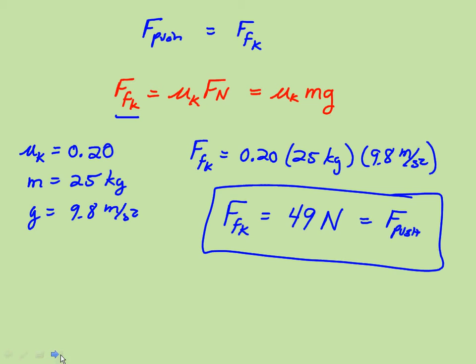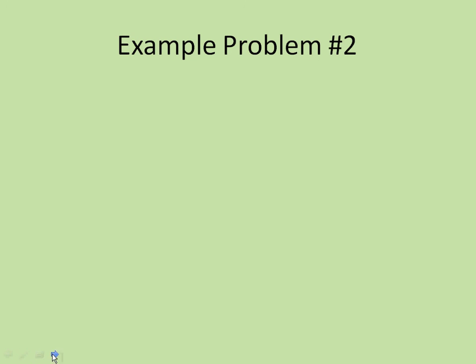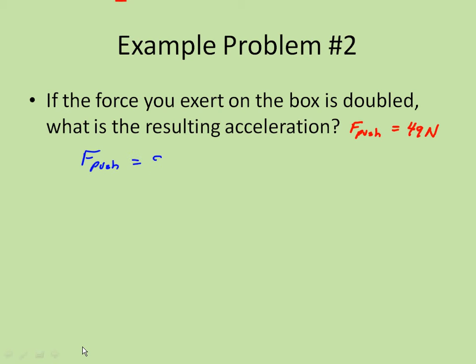Let's look at another one. Example 2. If the force you exert on the box is doubled, what is the resulting acceleration? So, we just got an answer on our last problem that the force of the push was 49 newtons, right? So, I'm going to say my new push is 98 newtons.